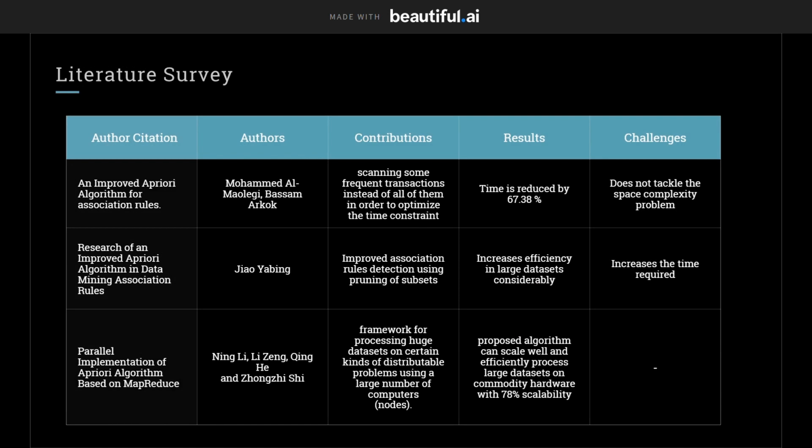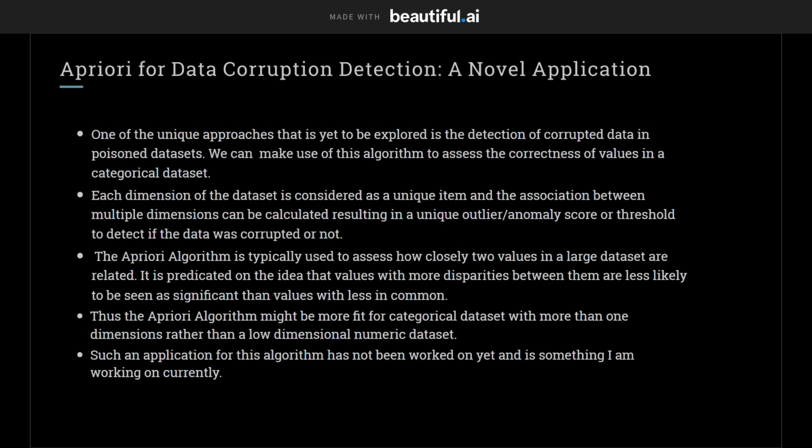This is a comprehensive literature survey that I have neatly tabulated, which shows the optimization of a priori algorithms. Another novel application, according to me, which I believe can be implemented for the a priori algorithm, is data corruption detection, where each dimension in the data set is considered as a unique item and the association between multiple dimensions can be calculated, resulting in a unique outlier or anomaly score or a threshold to detect if the data was corrupted or not. Such an algorithm has not been worked on yet and is something that I am working on and I would love to pursue.